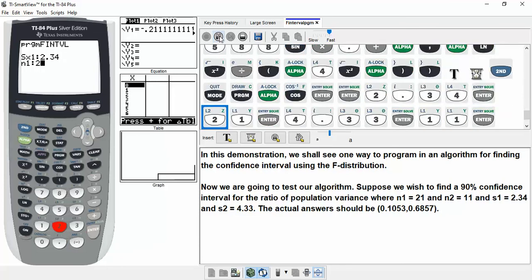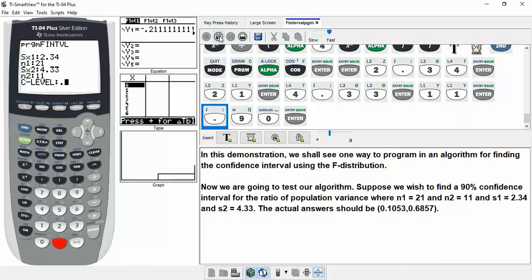And then I'm going to do the sample size of the first group, which we're told is 21. Then the standard deviation for the second group, which is 4.33. And then the sample size for the second group, which we're told is 11. And then I'm going to let this algorithm run after I put the confidence interval at 0.90 or 90%. So we'll let it run for a few minutes, and hopefully we will see results that are consistent with what we should be getting.